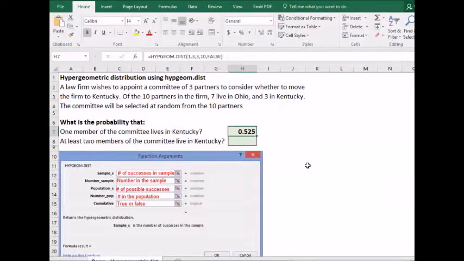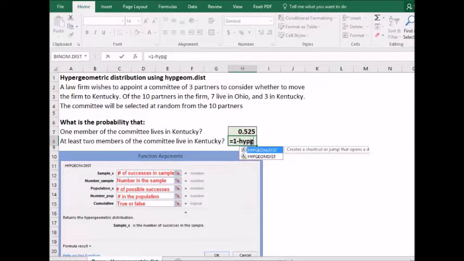The next question asks, what is the probability at least 2 members live in Kentucky? We want to know the probability of 2 or more. For this one, we will look for the probability of 1 or fewer, and we'll subtract it from 100% in order to find the probability of 2 or more. Let's compute that directly in the cell. Equals 1 minus the HYPGEOM.DIST, open parenthesis, and it tells us all of the items that need to go into the formula.